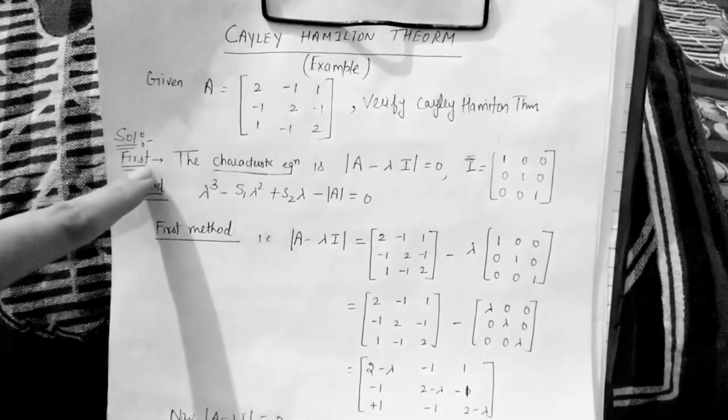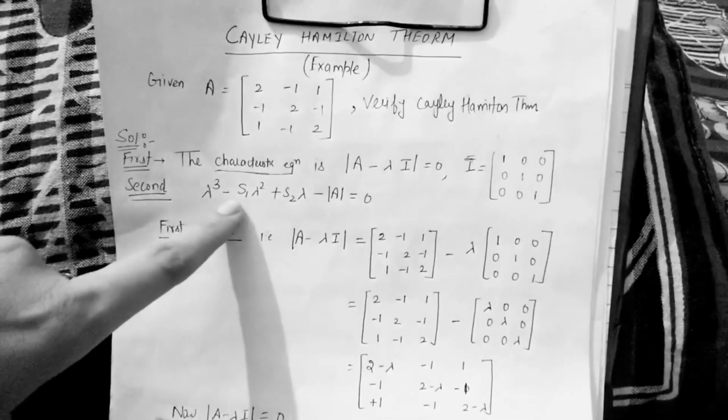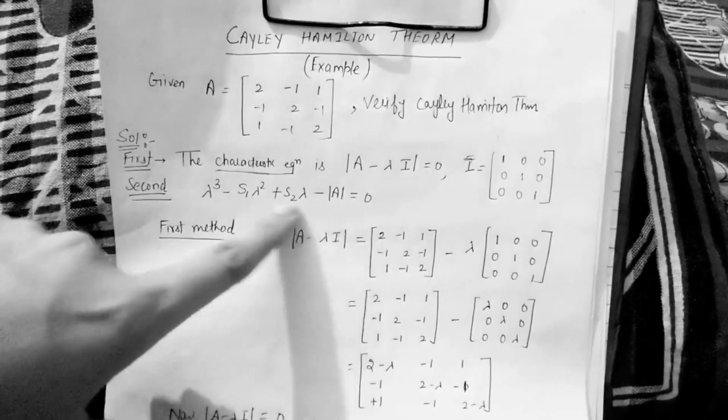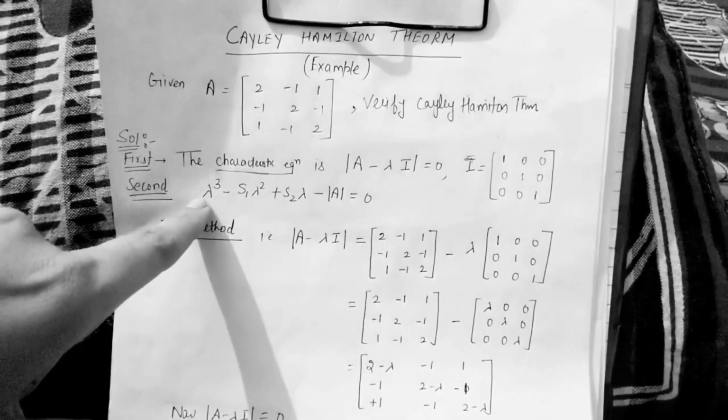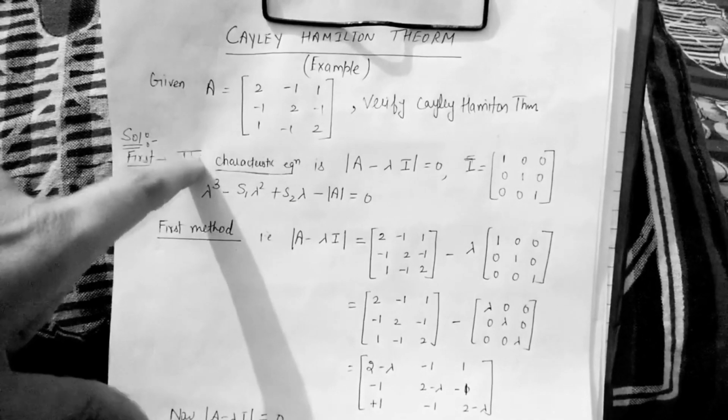So there are two methods to find characteristic equation. First method is |A minus lambda I| is equal to 0. This is the standard method we use. This is a very long method and we sometimes get confused using this method. So this is the second method, which is the short method. You can use this method to find the characteristic equation. I am going to explain both the methods, so you opt for any one, right?